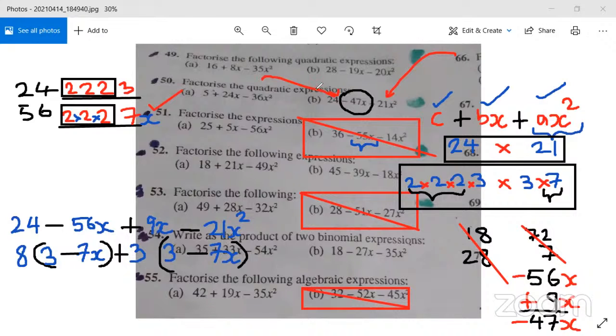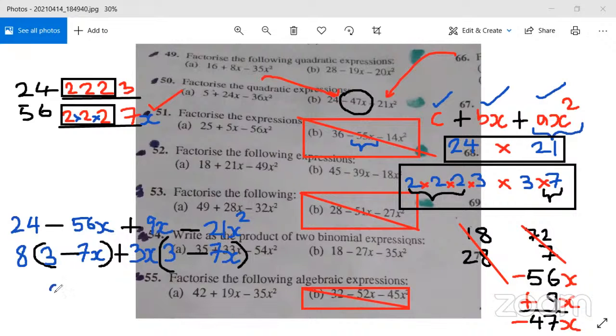So, am I missing anything? Let's check. 3 times 3, 9x. Nope. See, I left something off. 3 times 7x, 21x. No, that doesn't give me that either. So I need to put the x right there. Let's see what happens now. 3x times 3, 9x. 3x times 7x, there we go.